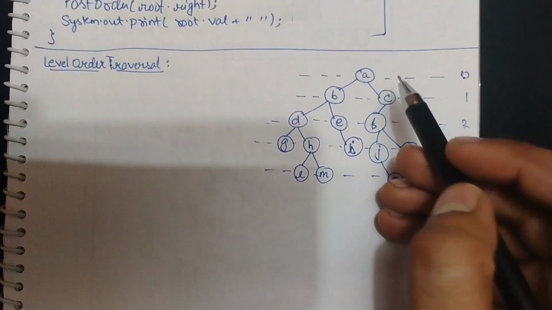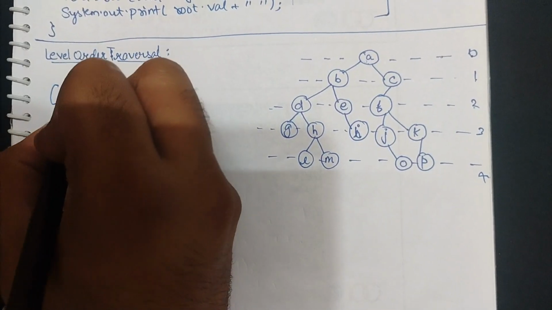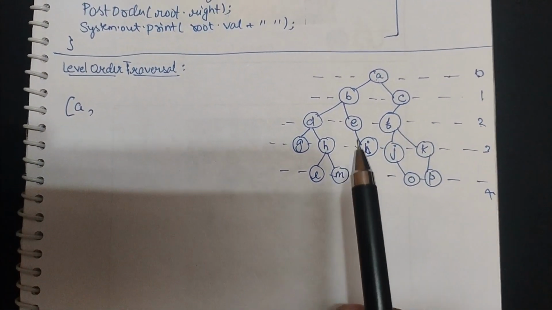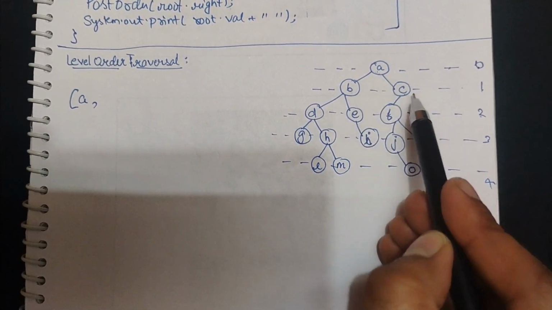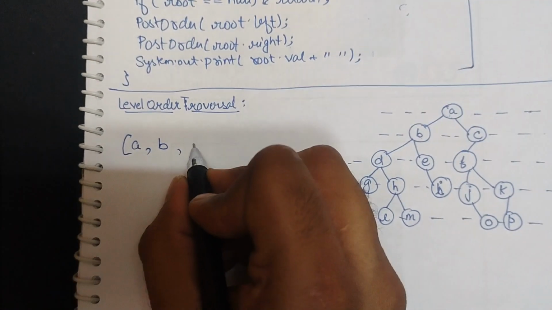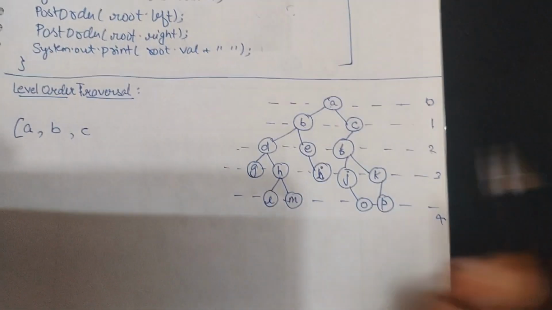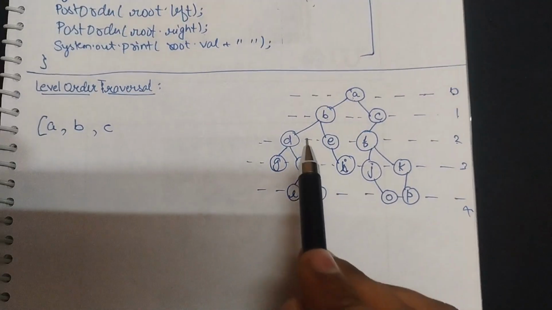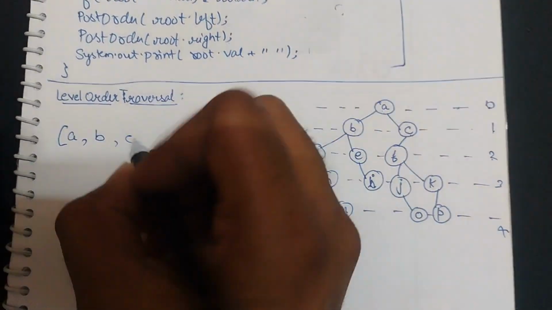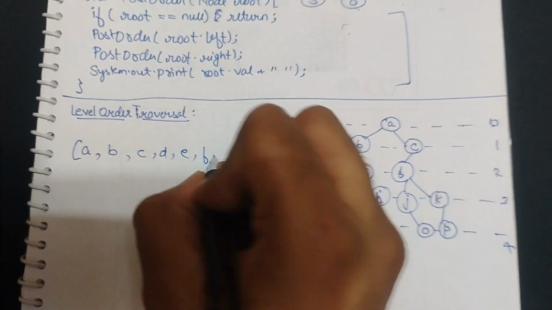Let me tell you. First I'll start from level 0. I'll print A. Okay, I printed A over here. Then for level 1 I'll start from left, that is B and C. So I'll print B, then I will print C over here. Then next level, that is level 2, we have D, E, F, and the order of printing should be from left to right, that is D, then E, then F. So I will print D, then E and then F.